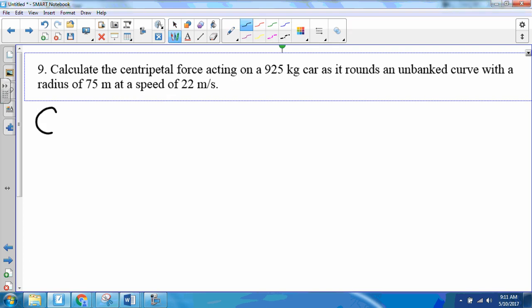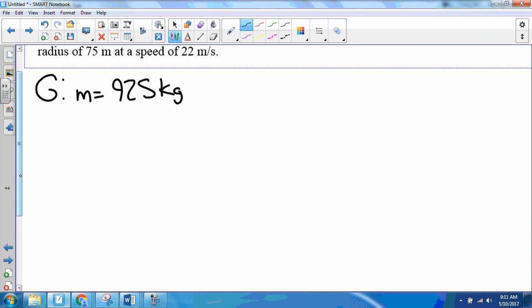So, like always, we break down things into the given. So we have a 925 kilogram car. Based on kilograms, you should know what this is. What is it? It's mass. It rounds an unbanked curve with a radius of 75 meters. So the radius is given. It's 75 meters. And it says a speed of 22 meters per second. Now, speed and velocity are very closely related. So usually in our equations, it's a v, not an s or anything like that. So v is 22 meters per second.